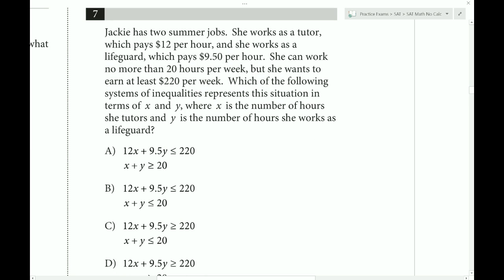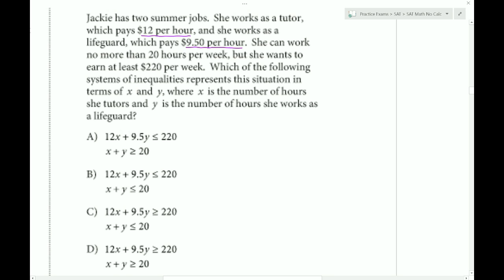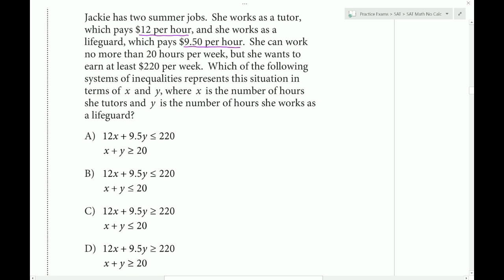Jackie has 2 summer jobs. She works as a tutor, which pays $12 per hour. And she works as a lifeguard, which pays $9.50 per hour. She can work no more than 20 hours per week, but she wants to earn at least $220 per week. Which of the following systems of inequalities represents this situation in terms of x and y, where x is the number of hours she tutors?